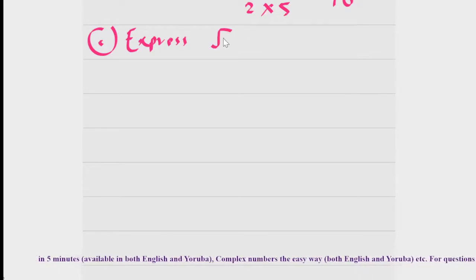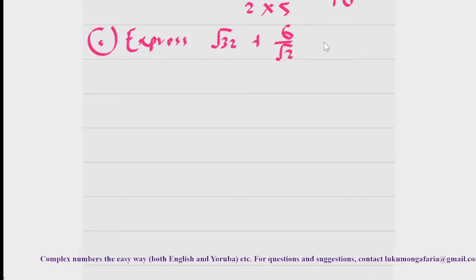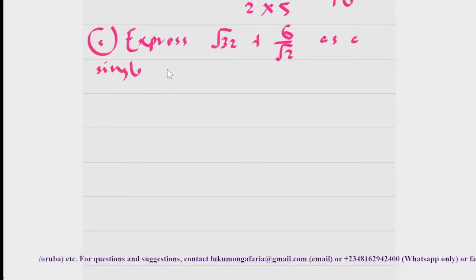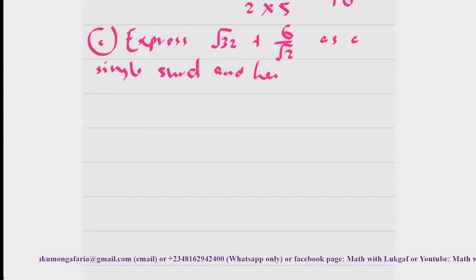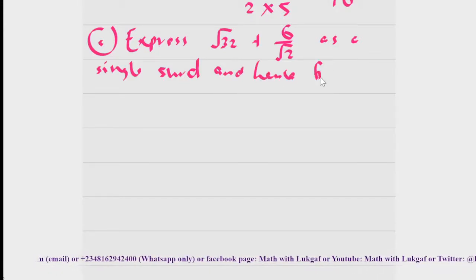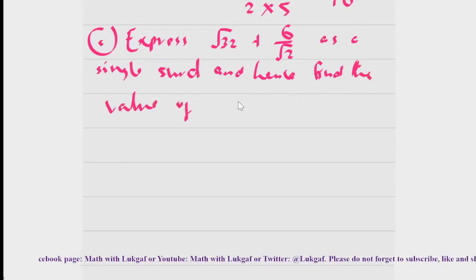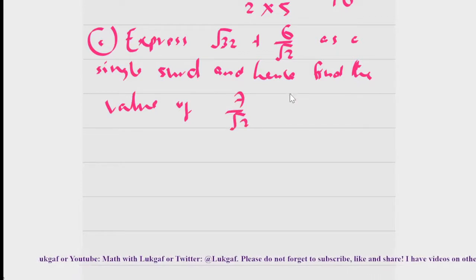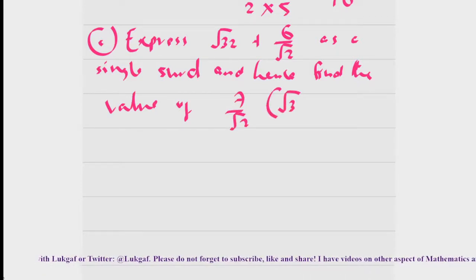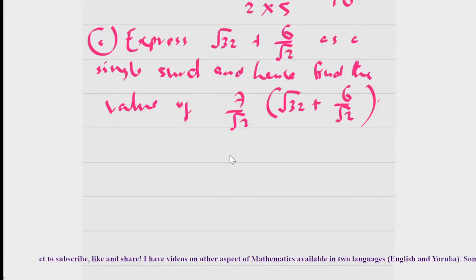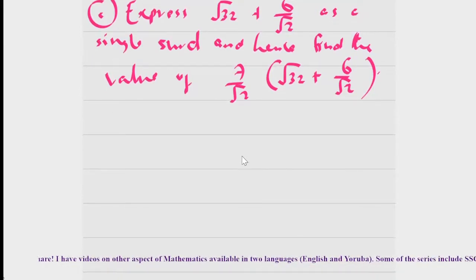Express root 32 plus 6 divided by root 2 as a single surd, and hence find the value of 7 root 2 root 32 plus 6 root 2. You understand now? So that is not difficult to do. Okay, let's do that together.